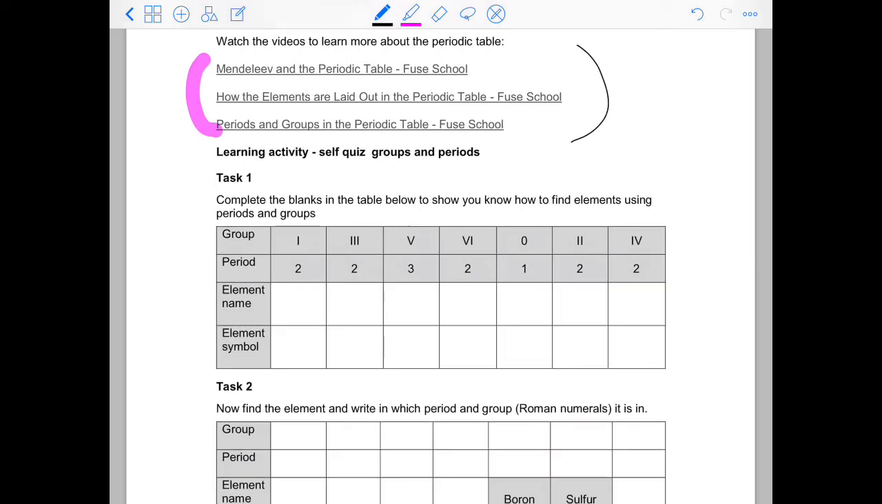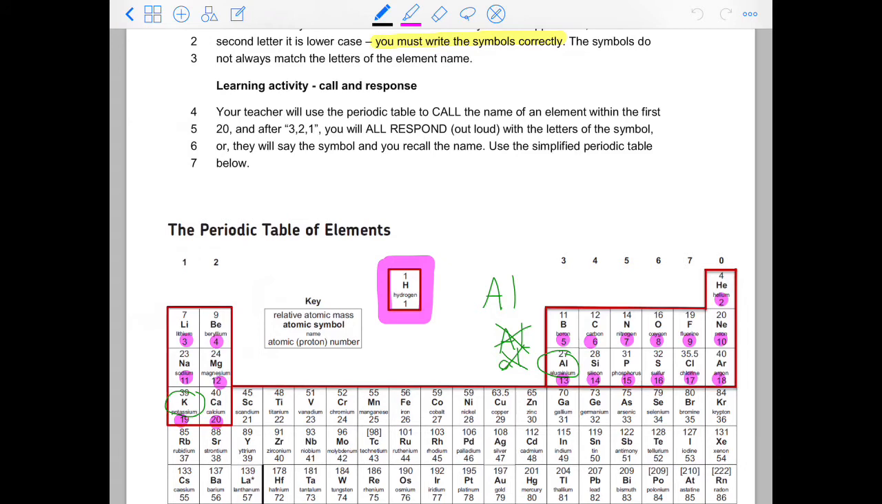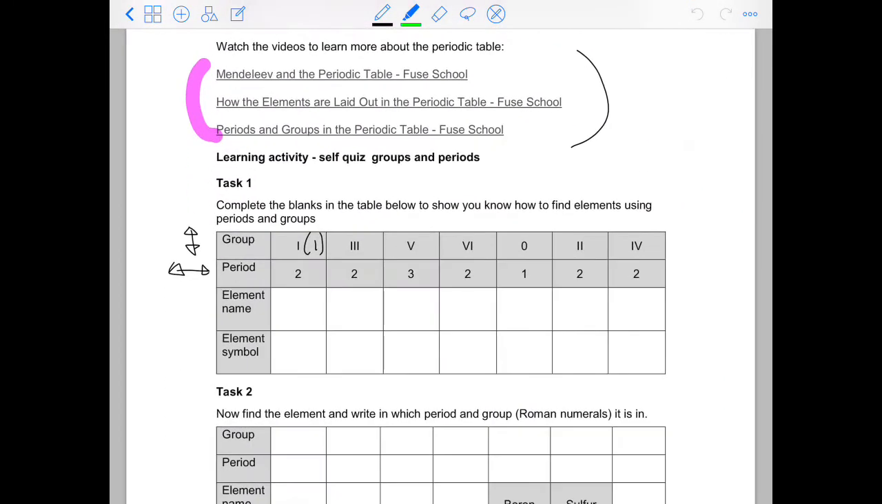So task 1, complete the blanks in the table below to show how you would find elements using periods and groups. So if we look here, remember capital I is a 1. So in group 1, period 2, which element is in group 1, period 2? Remember that groups go up and down, and periods go across. So if we go to our periodic table, if we're in group 1, so group 1 is this first group here, period 2. Remember here, hydrogen is in period 1, period 2, so group 1, period 2 will be lithium here. So in our table, for element name, we need to write lithium, and our element symbol is capital L, lowercase i.